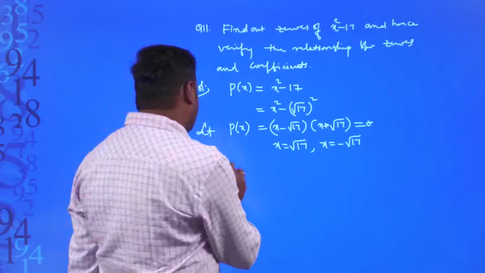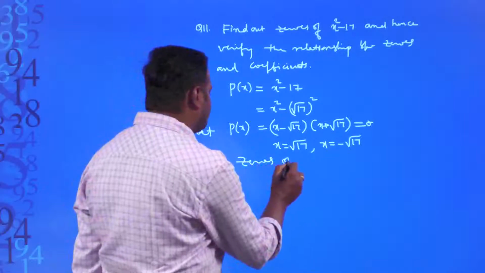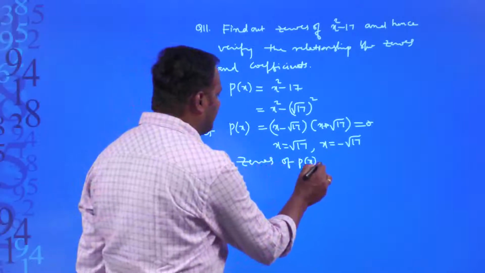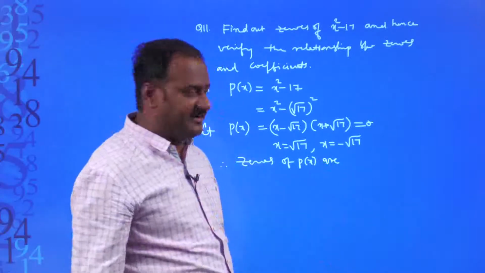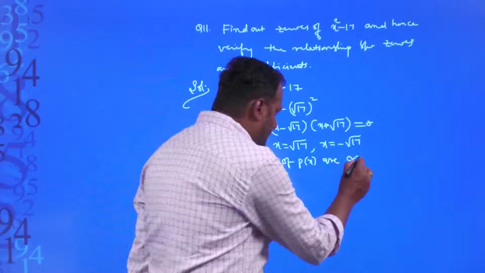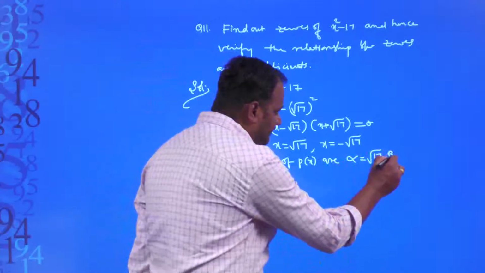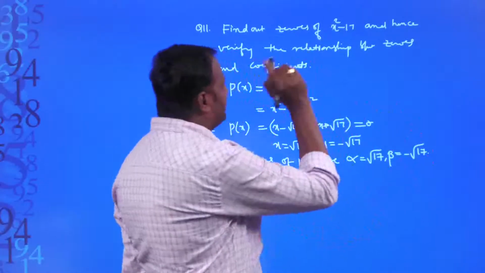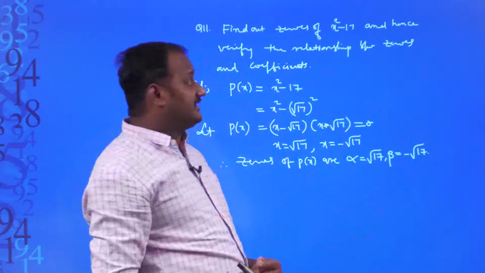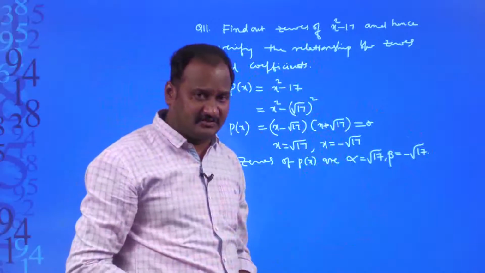Therefore, zeros of p of x are, generally we indicate zeros of the polynomial by alpha and beta, right. So alpha is equal to square root 17 and beta is equal to minus square root 17. So my first task is done. And what is the second task? And hence verify the relationship between zeros and coefficients.